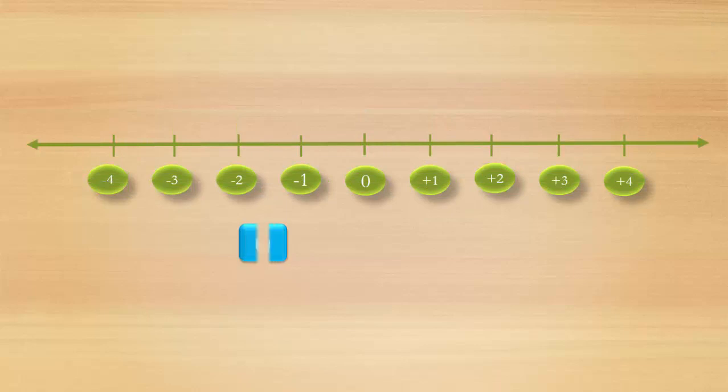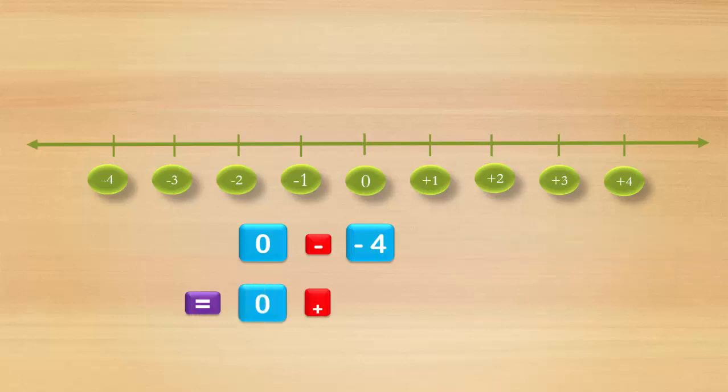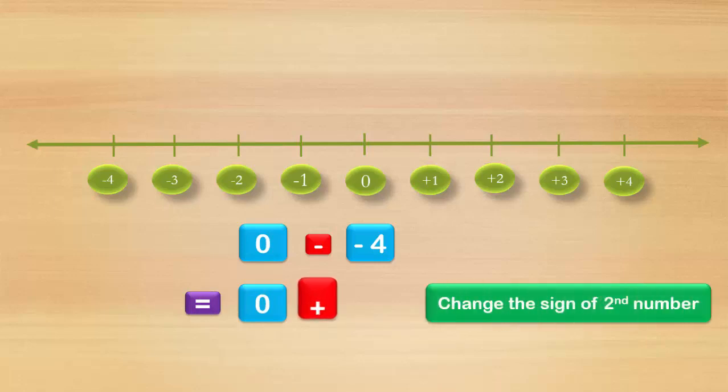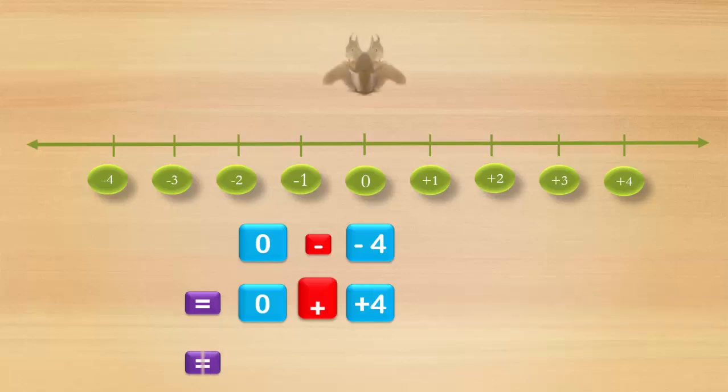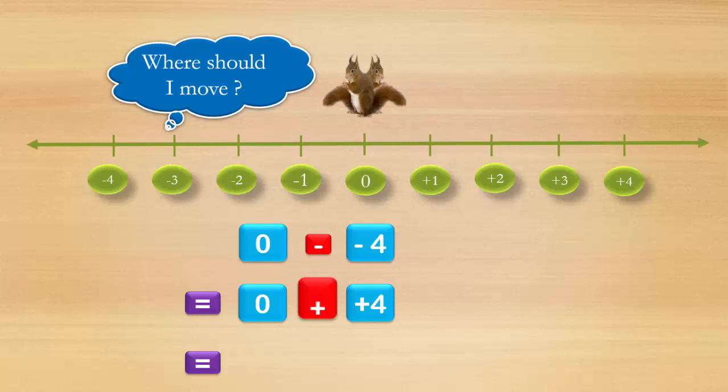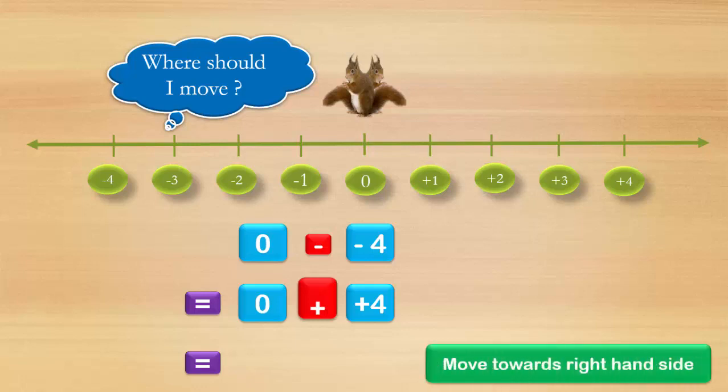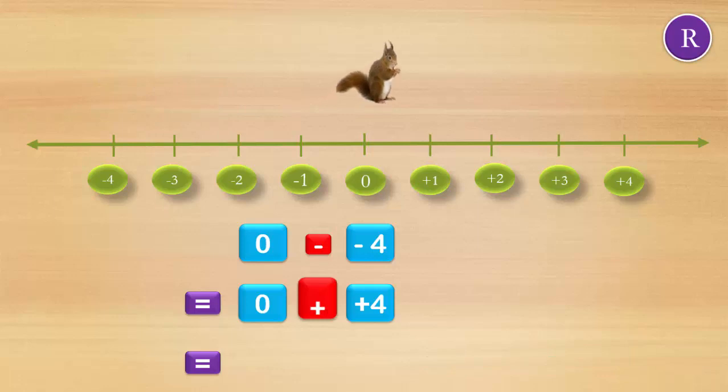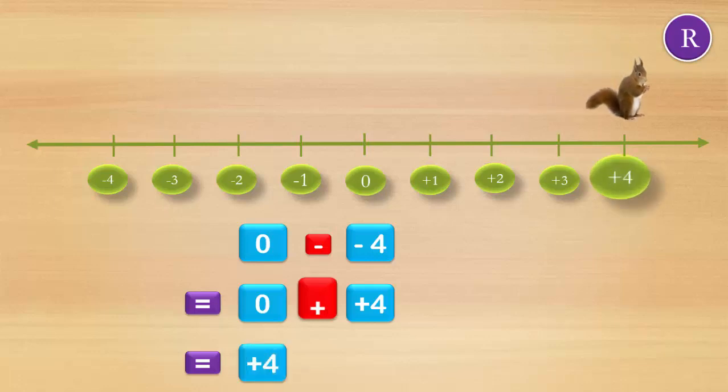Next example. 0 minus negative 4 is equal to 0 as it is, plus sign, change the sign of the second number to positive 4. As we are adding, the squirrel is on 0, they are still confused, and we need to move toward the right hand side as per the rule. Right hand side. 1, 2, 3, and 4. Yes, positive 4 is the final answer.